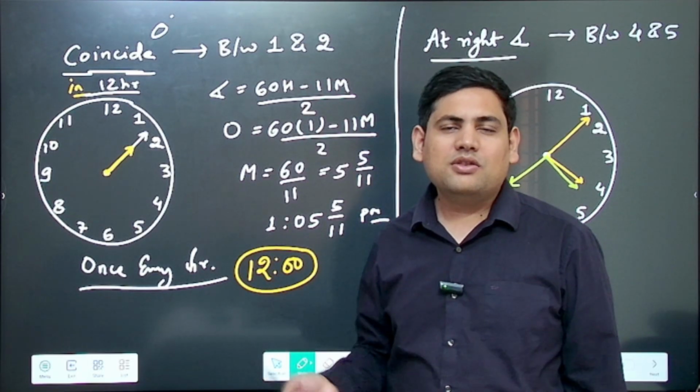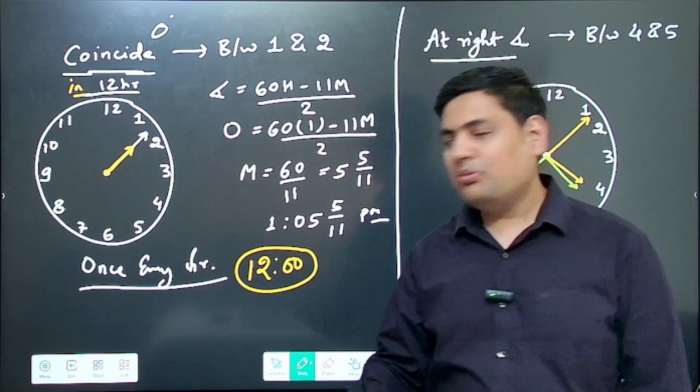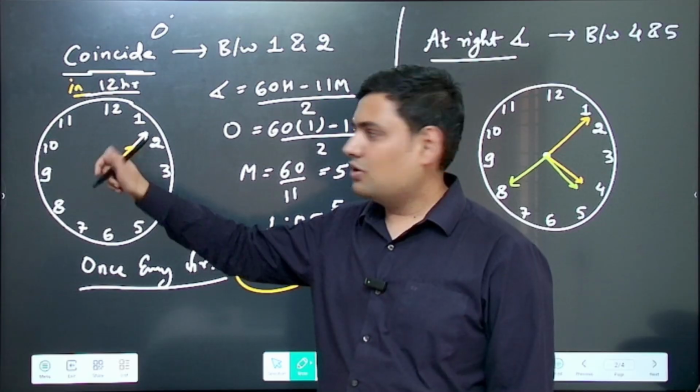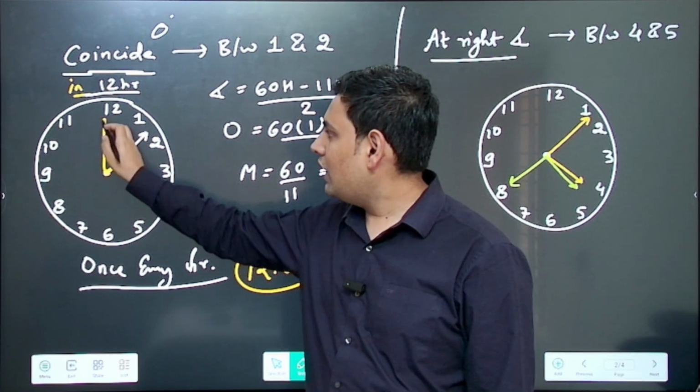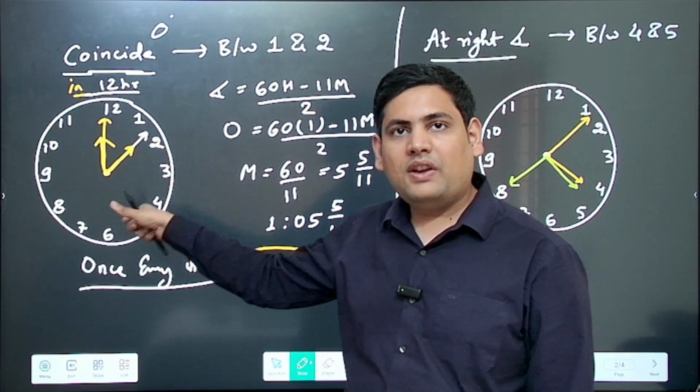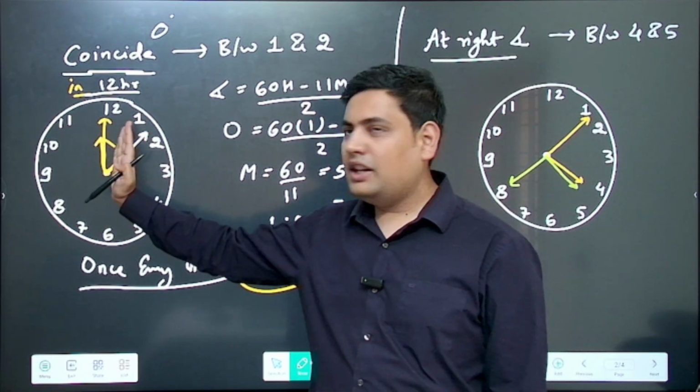So between 11 and 12 you got 12. Now I ask you between 12 and 1, when do they coincide? Between 12 and 1. They are both here right now, let's say at 12. And now this minute hand starts moving fast, fast, fast. This hour hand is also moving slightly.